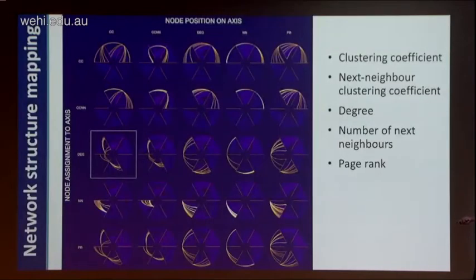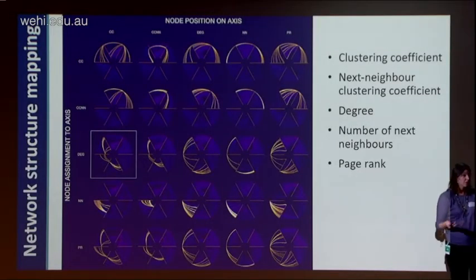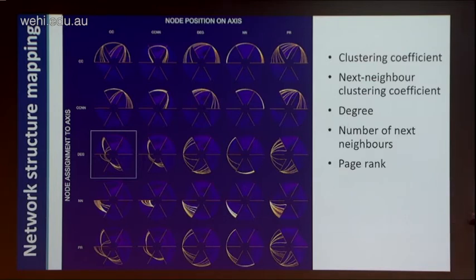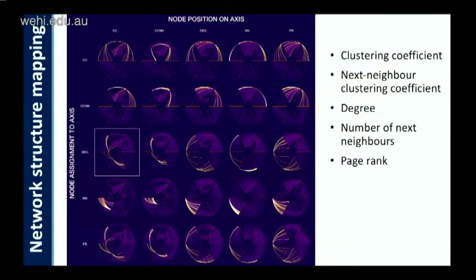Now, in the standard hive plot usage in the molecular biology space, the axes tend to correspond to structural characteristics of the network. So this is something I took from Martin's work, where they're playing with those different aspects, the node position on the axis and the node assignment to particular axes, in order to look at relationships between network structures. So they're using metrics from social network analysis: clustering coefficients, next neighbor clustering coefficient, degree, number of next neighbors, and PageRank kind of metrics to assign particular nodes to particular axes.